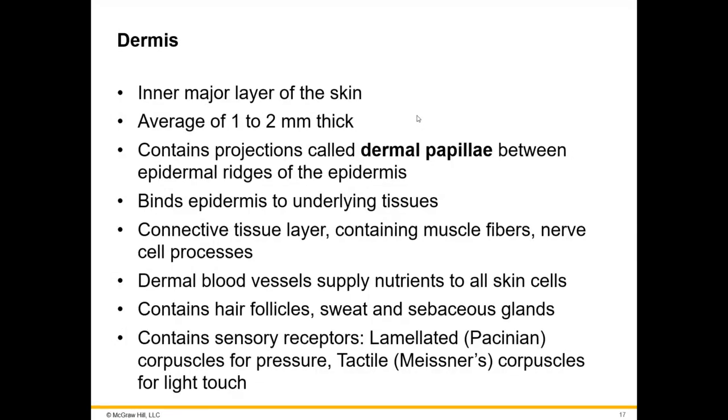It has muscle fibers, it has nerve cell processes. We also have dermal blood vessels that supply nutrients to all the skin cells. The dermis contains the hair follicle, which is where the hair grows from, and sweat glands and sebaceous glands as well. Also, the dermis contains sensory receptors like the lamellated Pacinian corpuscles. These are the ones that detect pressure. And then the tactile Meissner corpuscles for the lighter touch.